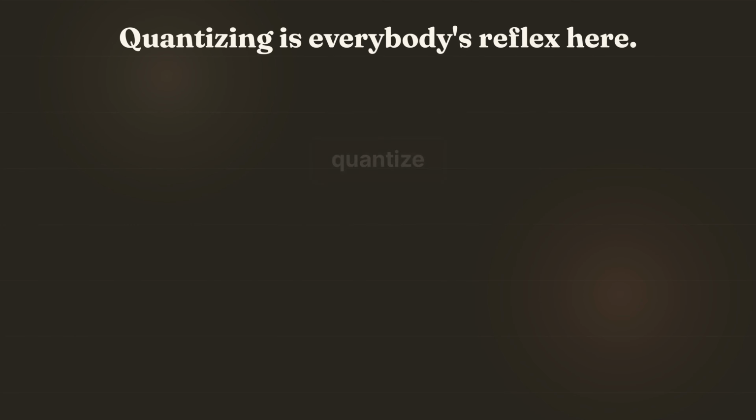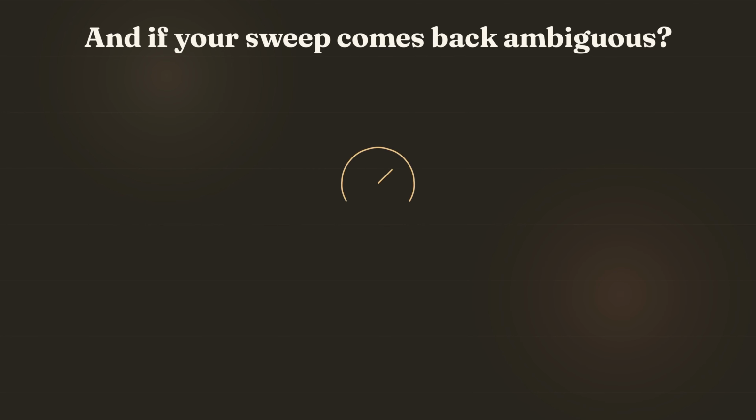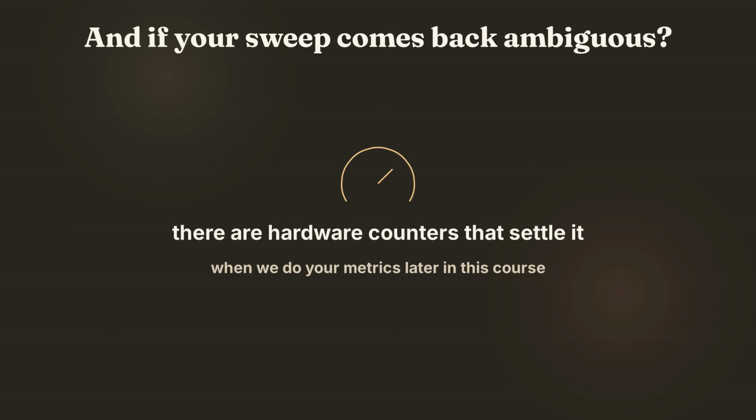And I'll say that second one plainly because quantizing is everybody's reflex here. It won't help you at all because you were never short of bandwidth to begin with. And if your sweep comes back ambiguous, there are hardware counters that settle it, and we'll get to those when we do your metrics later in this course.